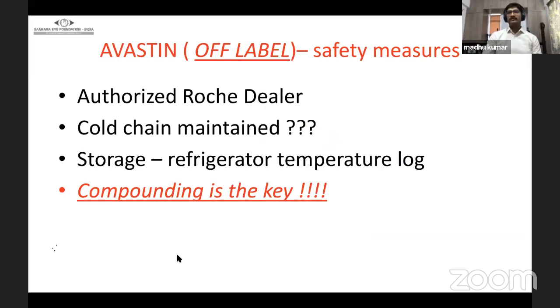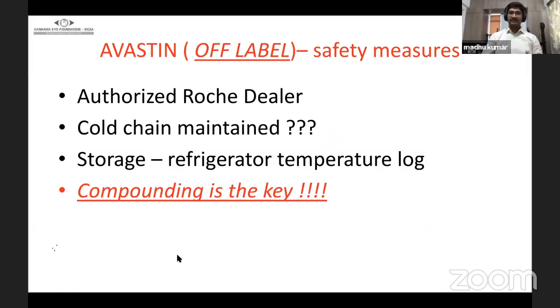The main difference between the ranibizumab and the bevacizumab is this. The ranibizumab comes in a single dose, and we need not be bothered about the compounding of the drug or the drug-related issues which can arise. Otherwise, the second part, which is the eye-related or the technique-related, is common for both bevacizumab and ranibizumab.